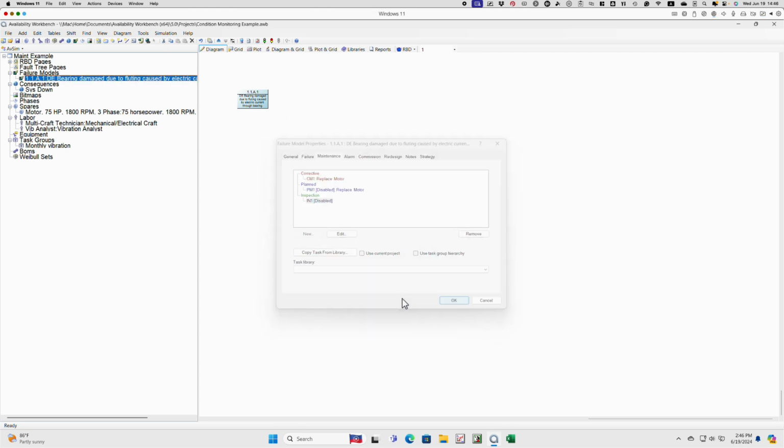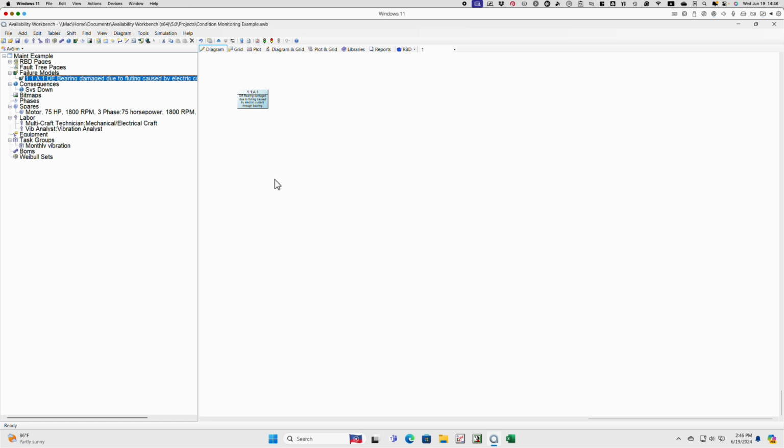So now this is a totally reactive organization. We're going to have the failure. We'll get the part from the vendor. The vendor will deliver the part and we'll do the repair.